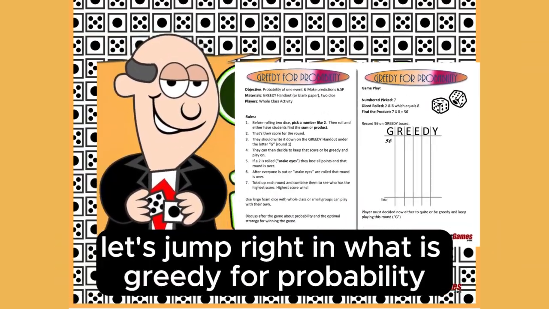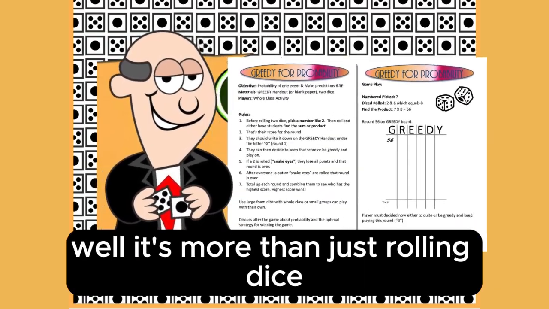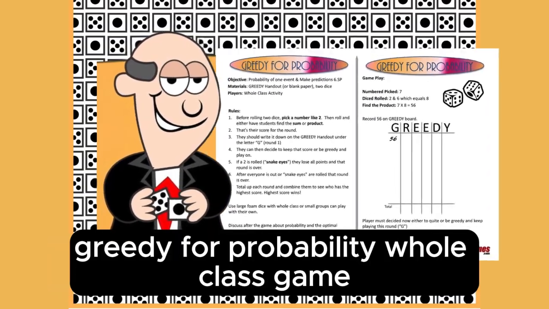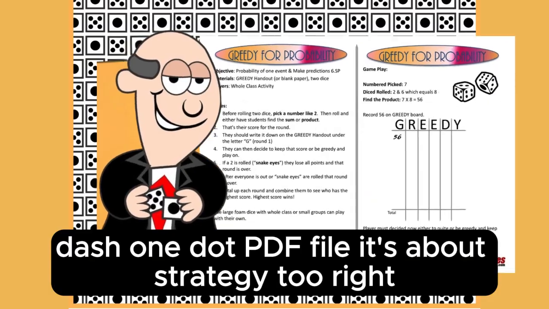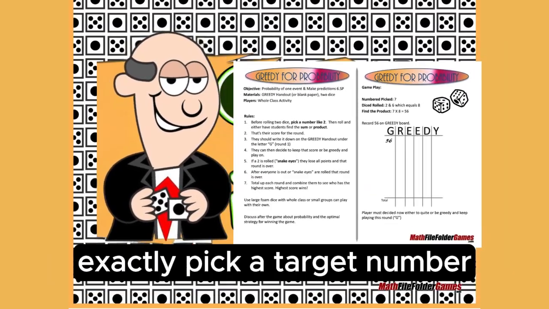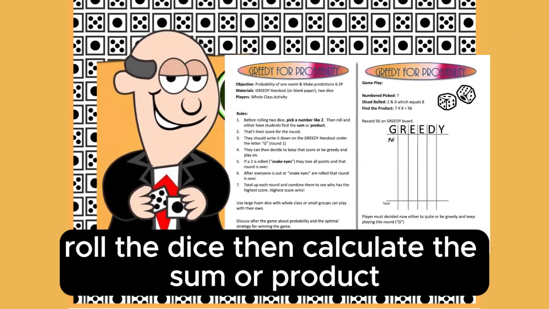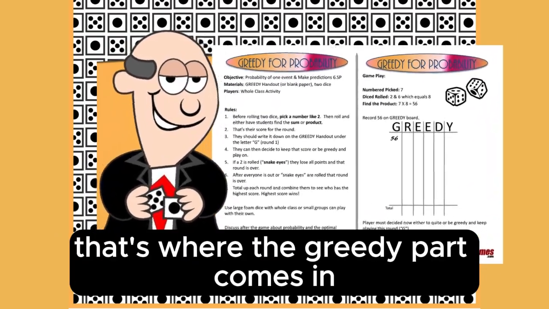Let's jump right in. What is Greedy for Probability? Well, it's more than just rolling dice and hoping for the best. I was looking at the instructions in the greedy for probability whole class game PDF file. It's about strategy too, right? Exactly. Pick a target number, roll the dice, then calculate the sum or product. And then the big decision: keep your points or go for more. That's where the greedy part comes in.